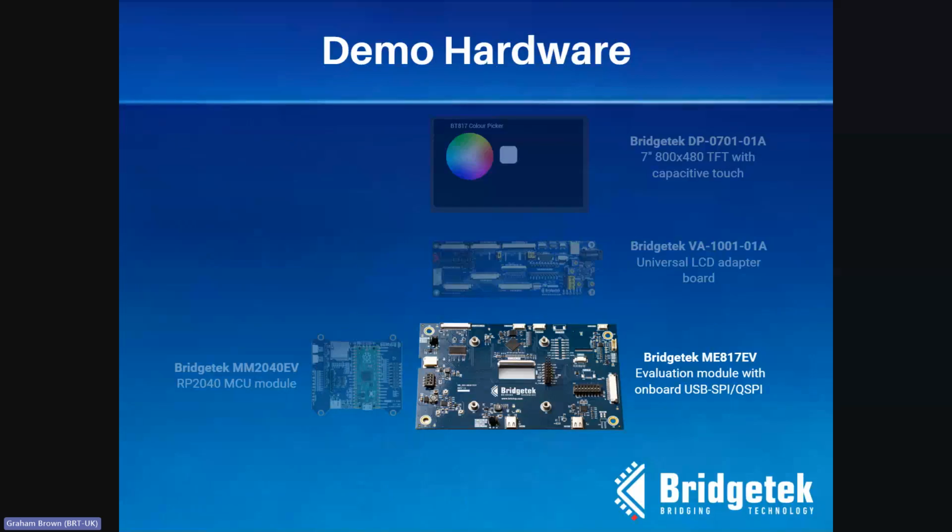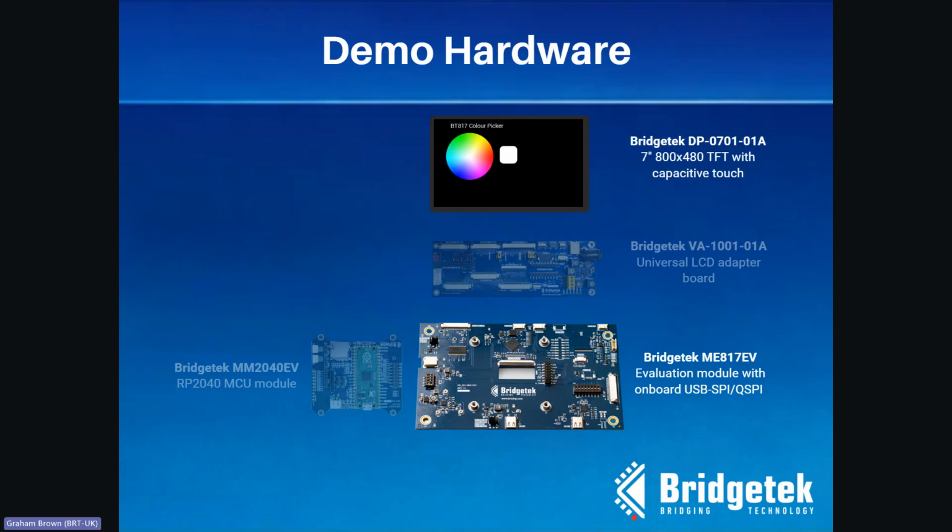In the main part of today's webinar, we're going to be demonstrating the 6 different approaches to the development for EVE. So just to give you a brief overview of the hardware that we're going to be using today. First of all, we have our ME817EV, which is our Bridgetek evaluation board for the BT817, with an onboard USB to SPI and Quad SPI. For the display, we are connecting a Bridgetek DP0701-01A, which is a 7-inch 800 by 480 TFT with capacitive multi-touch. And we're using our VA1001-01A universal adapter to connect the display, RGB, and touch and interface between the two boards.